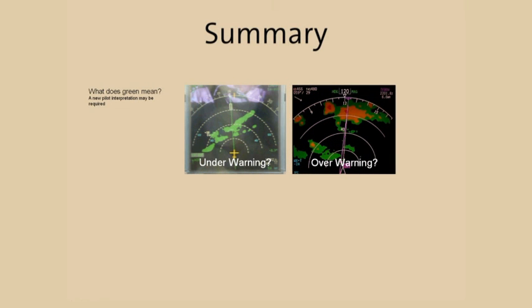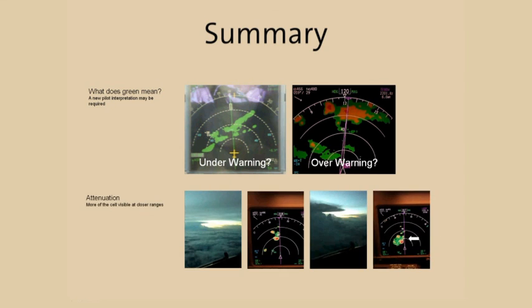In summary, Multiscan has been designed to provide a consistent worldwide weather display, but you may need to reinterpret the color green based on your previous manual operating techniques. Further, as the aircraft approaches a cell and attenuation decreases, more of the cell will become visible.